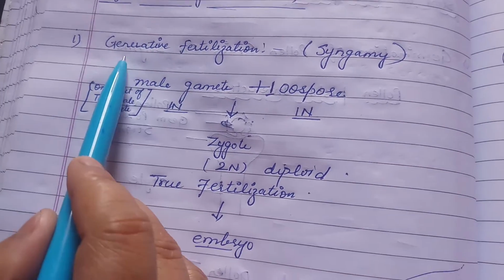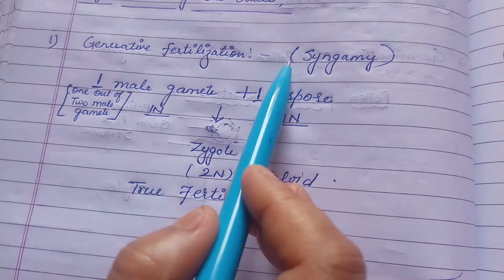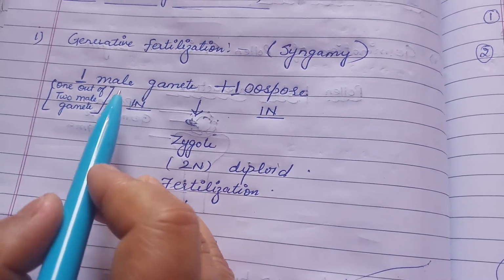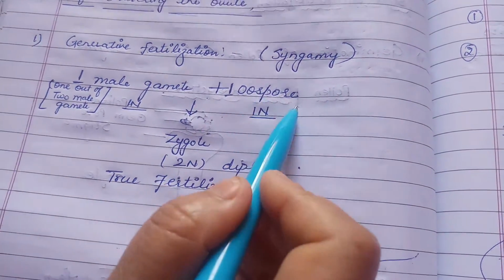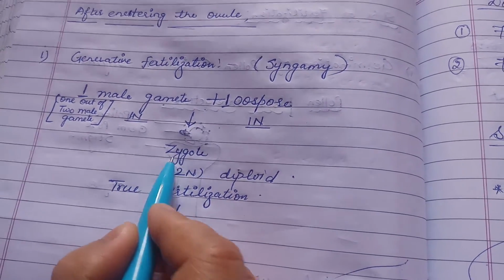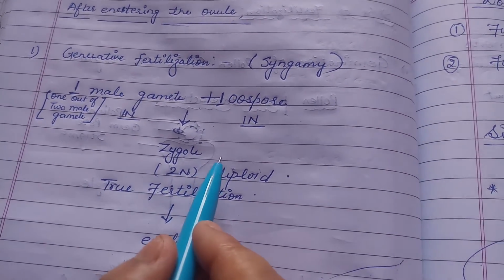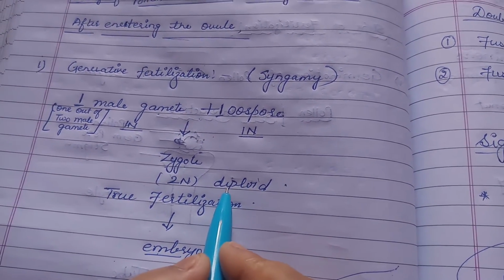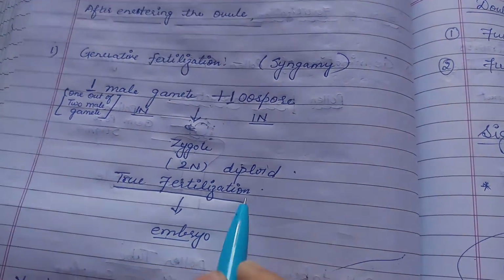Now come to the first type of fertilization, that is generative fertilization, also known as syngamy. It is the fusion of one of two male gametes with the egg to produce the diploid zygote or oosphere. Generative fertilization or syngamy is also called true fertilization.